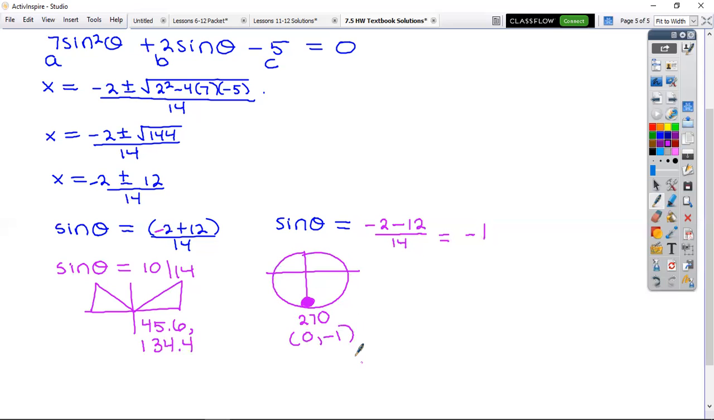Okay. This might be the first occurrence of just 3 answers. I can't remember if that came up yet or not, but that is a possibility. So 45.6, 134.4, and lastly 270.